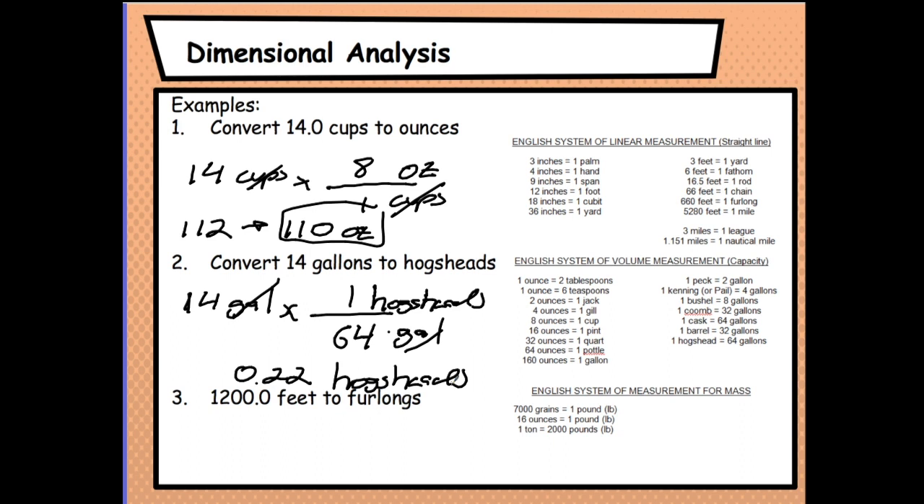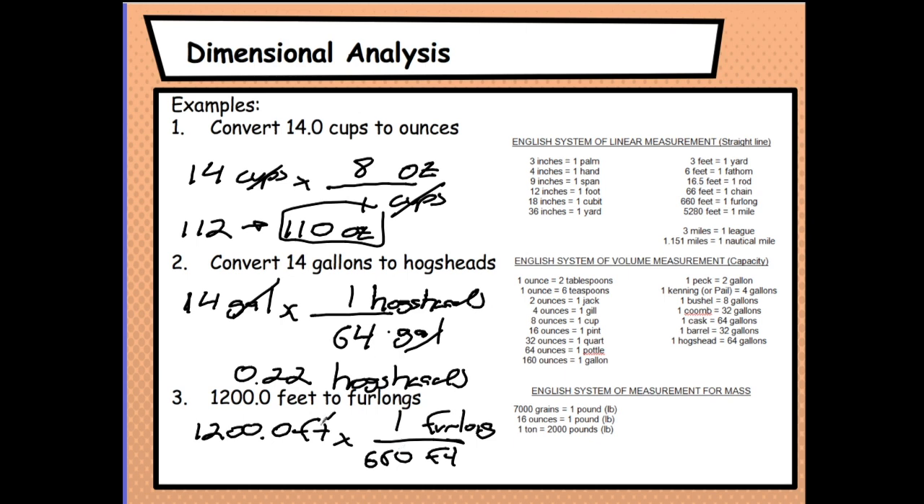Okay, the last one. I have 1,200 feet, and I want to go to furlong. So here's my given, 1,200.0 feet. Multiply fraction bar. Okay, I know my feet goes on the bottom, and my furlong goes on top. I gotta find feet to furlong, which is right here. 660 feet is 1 furlong. So 1 furlong is 660 feet. Okay, my setup is correct.